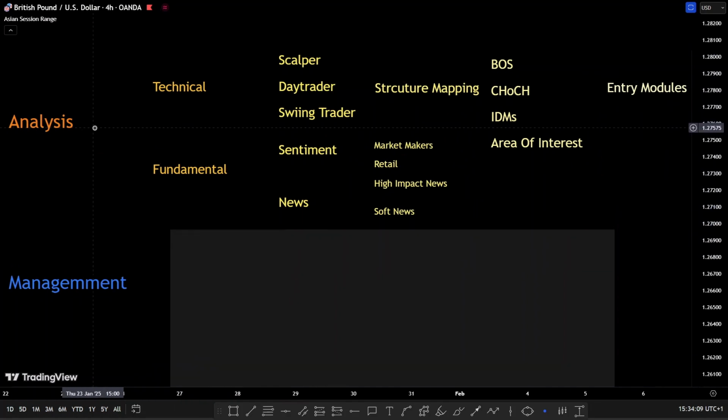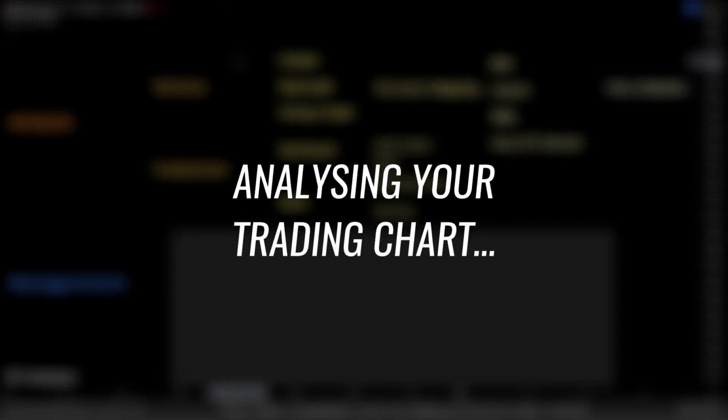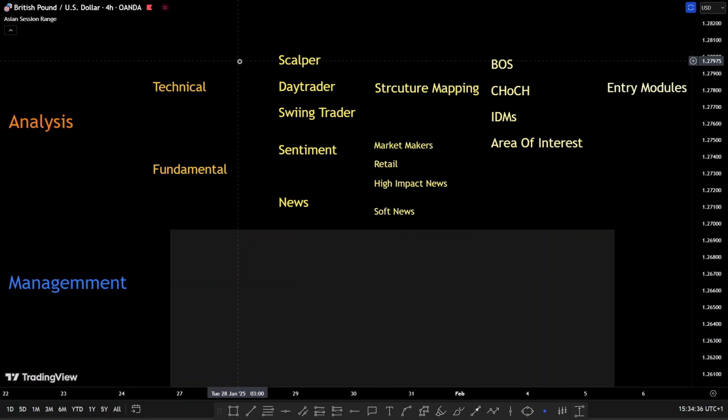So in trading, no matter your strategy, you will always encounter two types of analysis. We have the technical analysis and the fundamental analysis. Most traders are used to the technical analysis because all of the strategies rely on it. The technical analysis is exactly what it sounds like: you open up your chart and look at the market, mark your areas of interest, wait for the market to mitigate your areas, and then you take your trade. So this is the technical analysis.